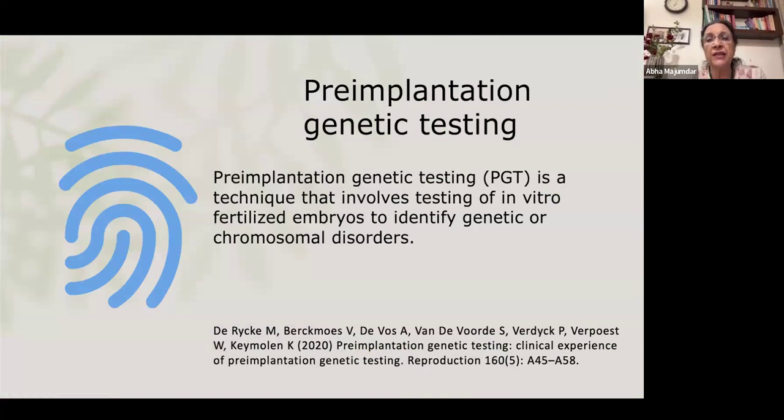So, what is pre-implantation genetic testing? As the word goes, it is a technique that involves testing of in vitro fertilized embryos to identify genetic or chromosomal disorders. So these could be monogenic diseases like thalassemia, or they could be chromosomal disorders like Robertsonian translocations.